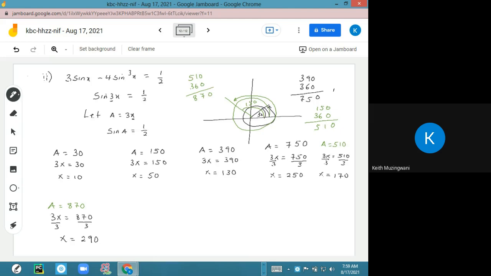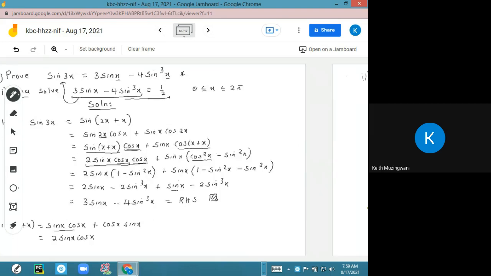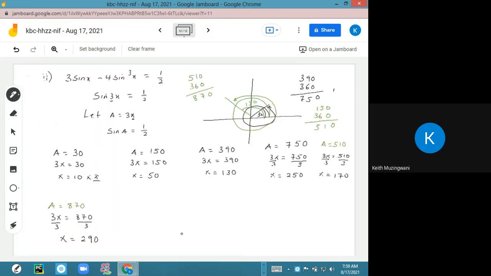And then convert them to radians. Multiply by pi over 180. We get pi over 18. By pi over 180, we'll get 5 pi over 18. By pi over 180, we'll get 13 pi over 18. By pi over 180, we get 25 pi over 18.